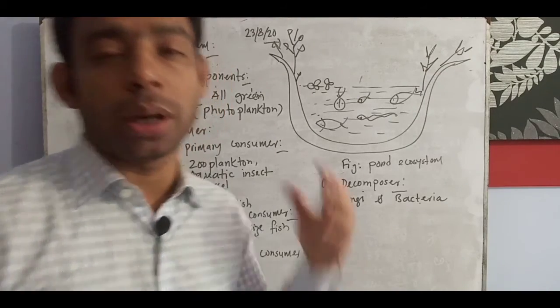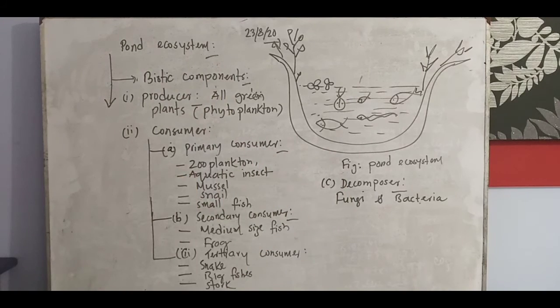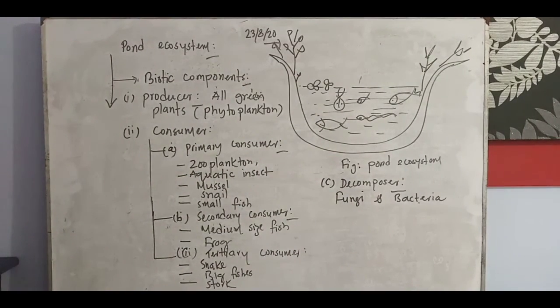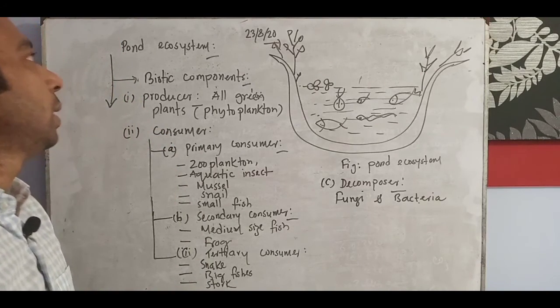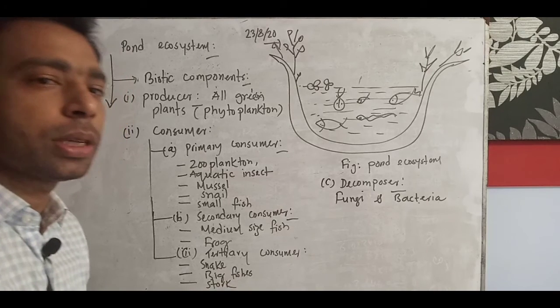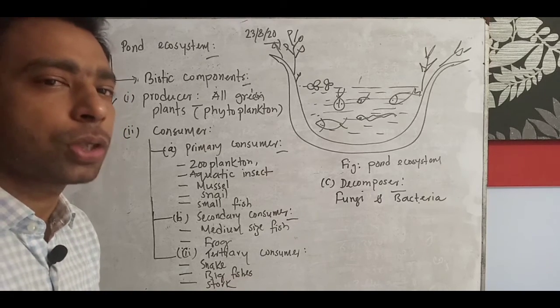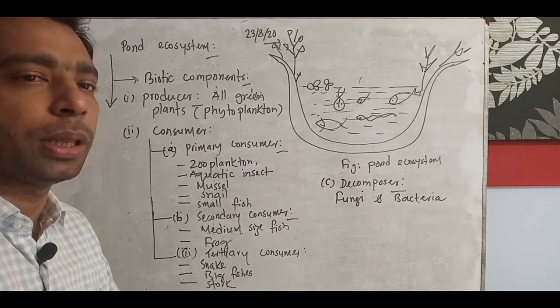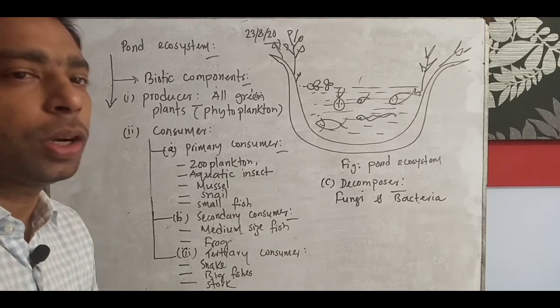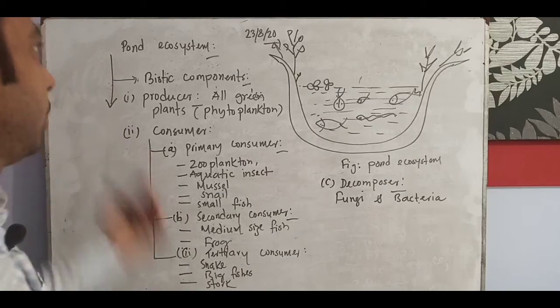I hope you can understand. I will review once again in a very short form, but it is very important to know in which way we can explain the pond ecosystem. Okay, so dear students, look here. I want to say one important thing: if it is asking for the pond ecosystem, you will give the definition first. Definition means the ecosystem is the interaction between the living and non-living things in the pond. That is the pond ecosystem.